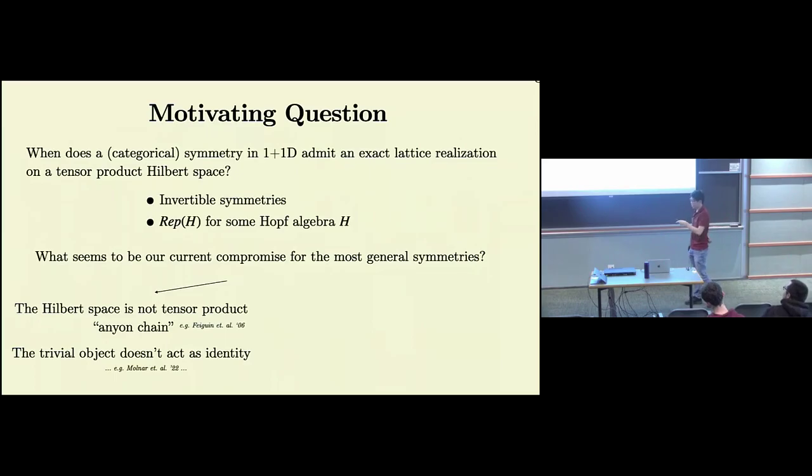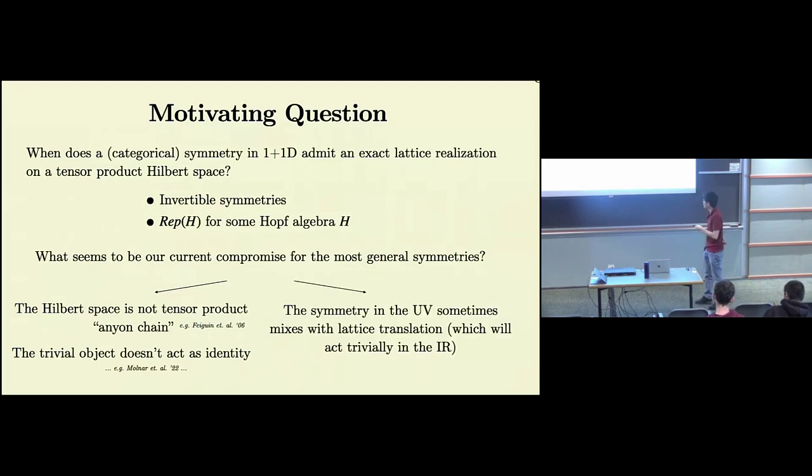Now, in this anyon chain, the Hilbert space does not factor as a tensor product. You can try to lift that to a larger tensor product Hilbert space, but something weird happens. For example, some people found that the trivial object does not act as the identity on that Hilbert space. Another way to resolve this is that although we are speaking about symmetries in the IR, we can lift that to a symmetry in the UV. But this symmetry somehow mixes in an interesting way with lattice translations, and that has appeared recently. This is what I'm going to try to pursue and generalize.